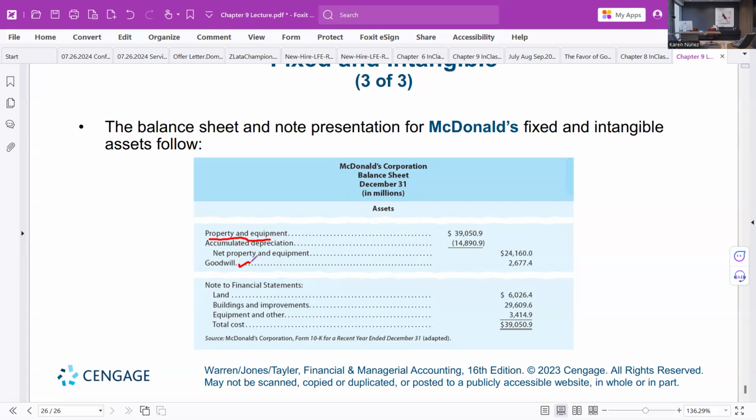And that's it. And again, if there are any accounts that are related, any contra accounts like accumulated depreciation or accumulated depletion, those amounts would offset the related asset, and you would see the net amounts being reported on the balance sheet.